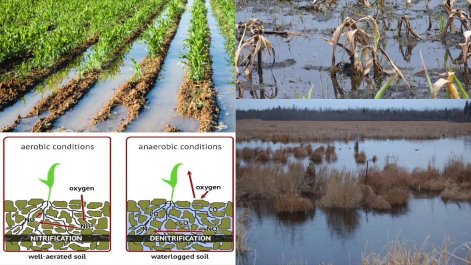Redoximorphic features are created under a few required conditions. The first condition is that the soils must be waterlogged at some point, bringing on anaerobic conditions. They also must contain warm soil temperatures, which are crucial in the formation of these redox features.